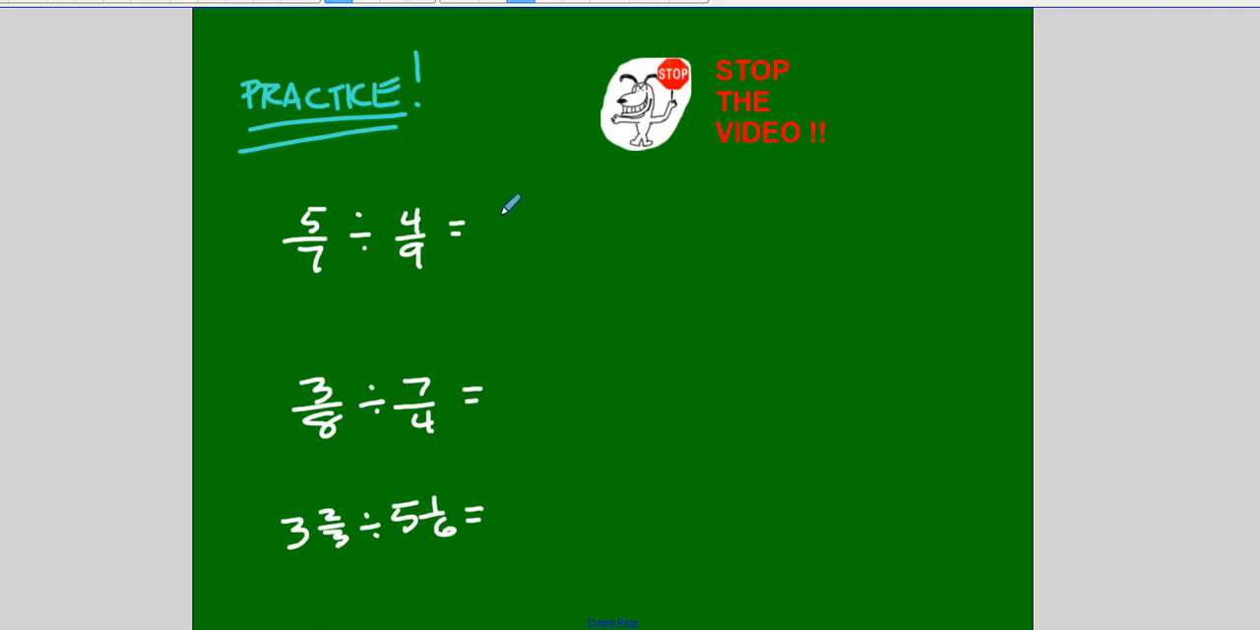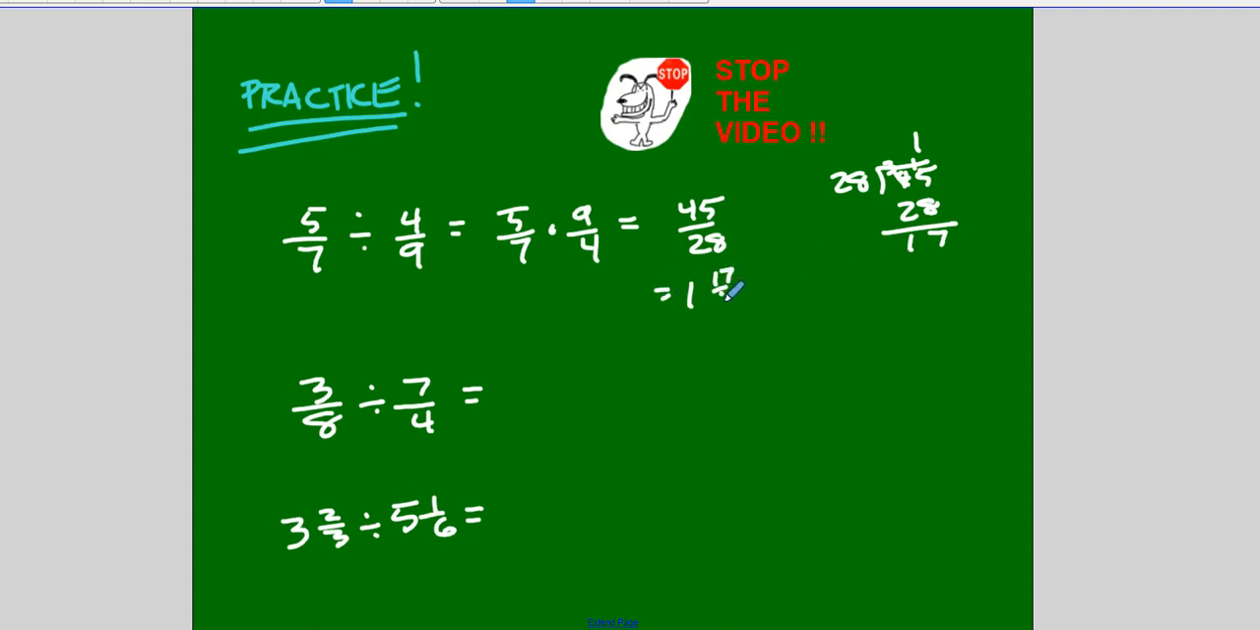Okay, so the first one here, this is going to be 5/7, change division to multiplication, flip 4/9 to 9/4. So we get 45 over 28. Well, I'm going to write that as a mixed number. 28 goes into 45 once. 1 times 28 is 28. Borrow. That's 15 minus 8 is 7, so that's 1 and 17 28ths as a mixed number.